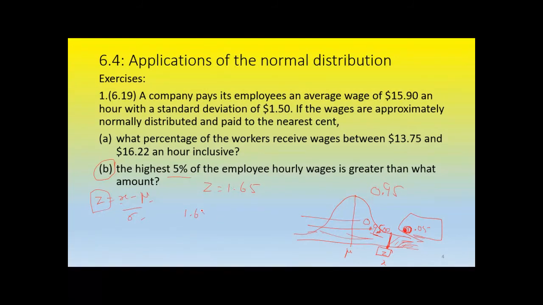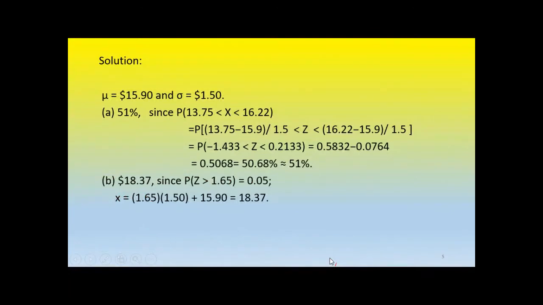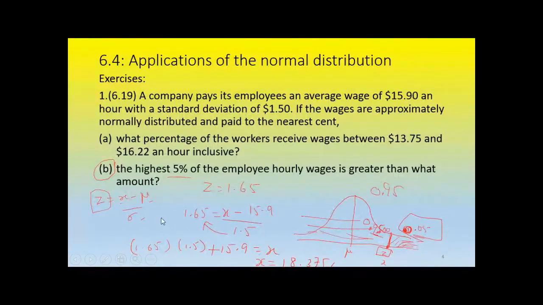If z is 1.65, then x minus mu, which is x minus 15.9, over 1.5 equals 1.65. So multiply 1.65 times 1.5, and add the 15.9 from the left side, which is equal to x. Find this using a calculator. So the answer for x is 18.375. That's the exact answer for part B. That's it for this problem.